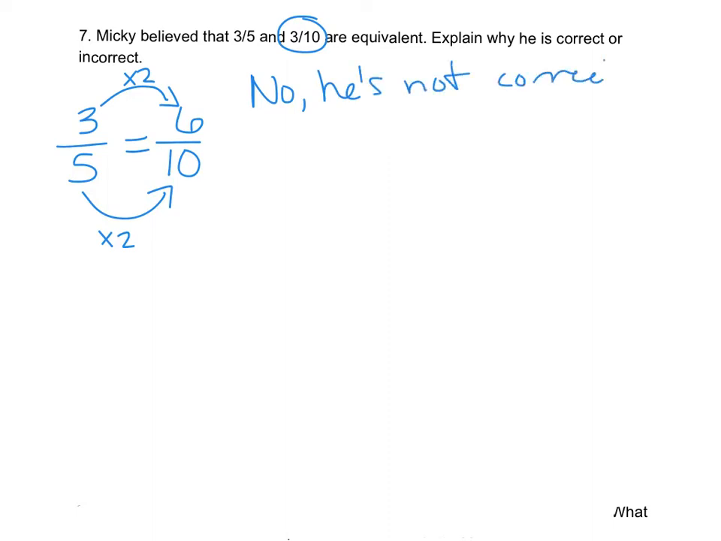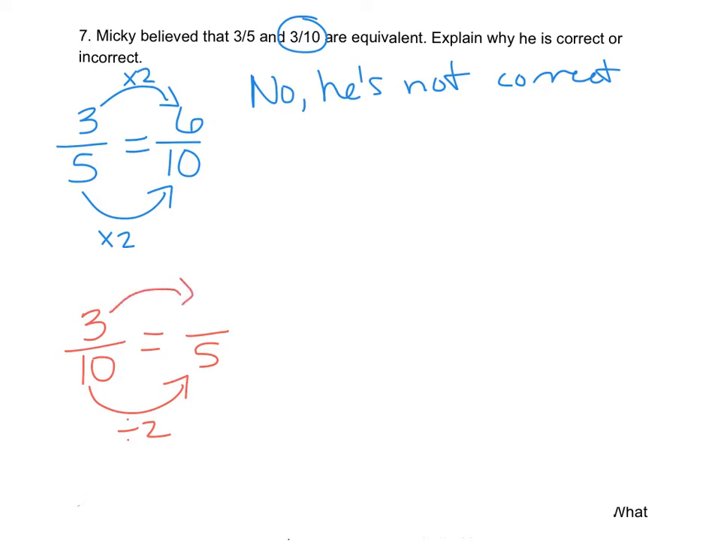However, I can also try to go from 3/10 to 3/5. So let's try that in a different color. So I can start with what I'm supposed to end, which was 3/10. Can I go from 10 to 5? 10 divided by what? Oops, that doesn't look like a division sign, does it? 10 divided by 2, or 5 times 2 equals 10, because I like to go backwards instead.